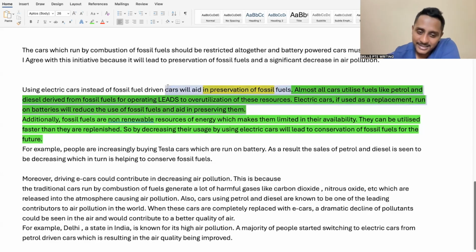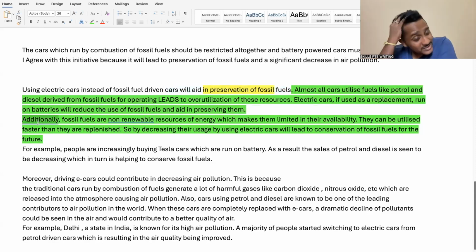Great, nice ideas. The supporting idea is nice. It's a continuation of the previous line. Additionally, when you use additionally, it means a new idea. Maybe he wanted to say a new supporting idea. Fossil fuels are non-renewable resources. Overutilization is not there. Because of that, you switch to batteries.